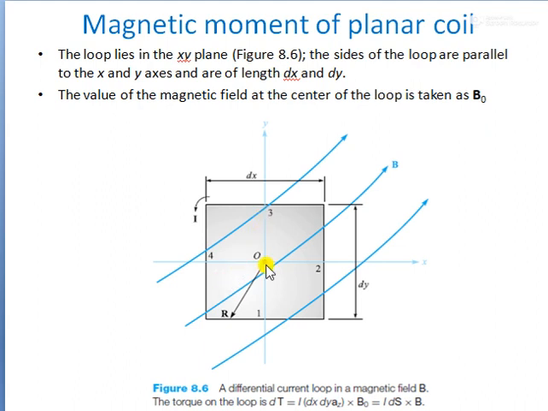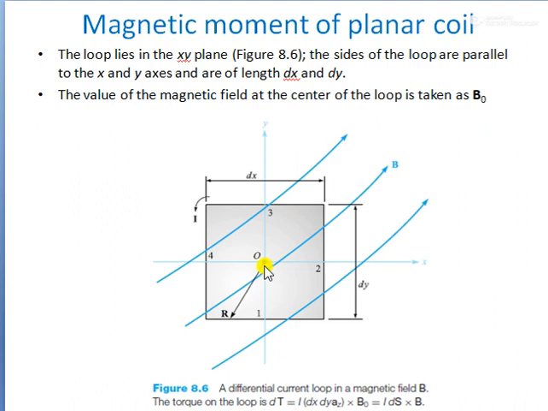Now this is the origin, and the distance between these two is r. Considering the origin of the rectangular coordinate system as the center of the loop, the value of the magnetic field at the center of the rectangular loop carrying the current I in the anti-clockwise direction is B0. That is this one, the magnetic field. At this point it is B0.